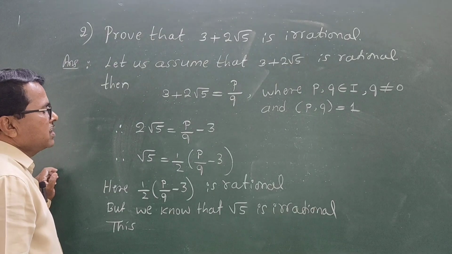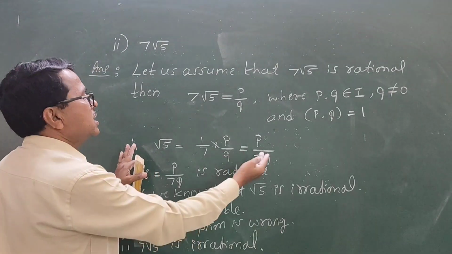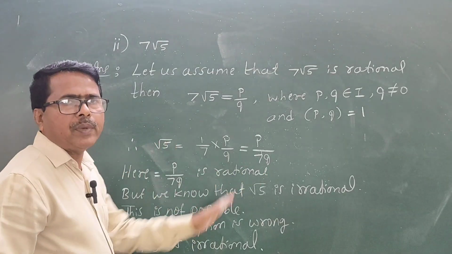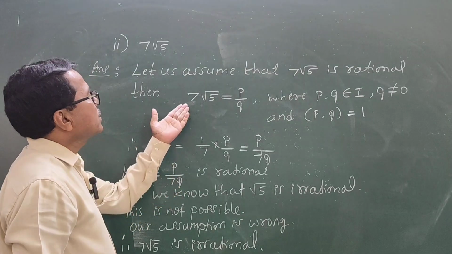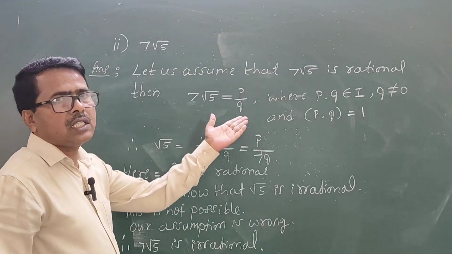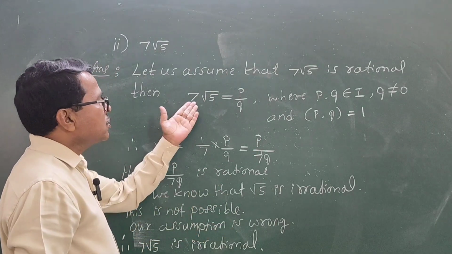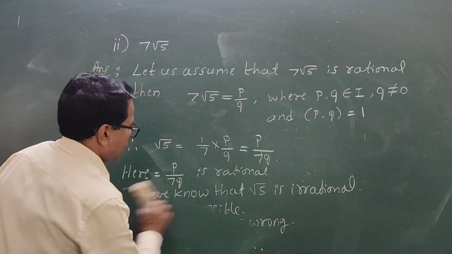This contradiction arises because the LHS is irrational and the RHS is rational, so both are not equal. All this happened because of our wrong assumption. What was our wrong assumption? That 3 plus 2 square root of 5 is rational is a wrong assumption. The right assumption is that 3 plus 2 square root of 5 is irrational. Okay, students.